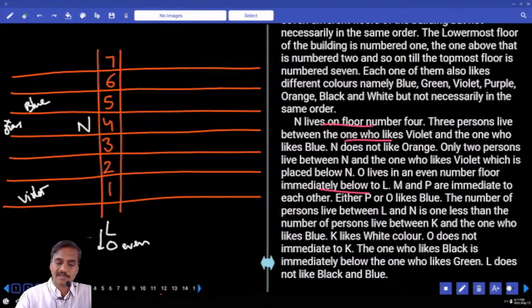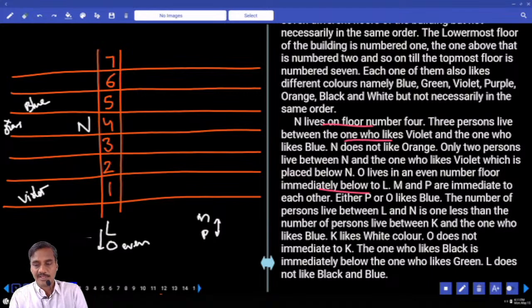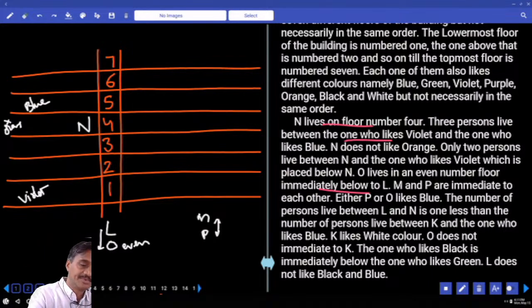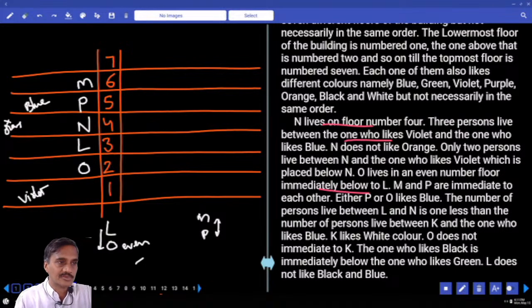M and P are immediate neighbors of each other. M and P are adjacent to each other. Either P or O likes blue. O cannot like blue because O is on an even number floor. As O cannot be here, hence P must be here. P is here, M is here. Now P is here, O is even, O is here, L is here.